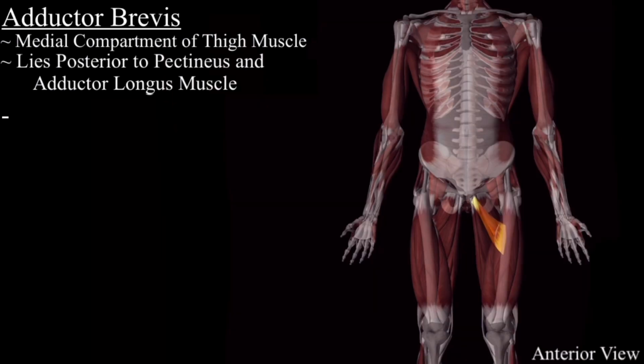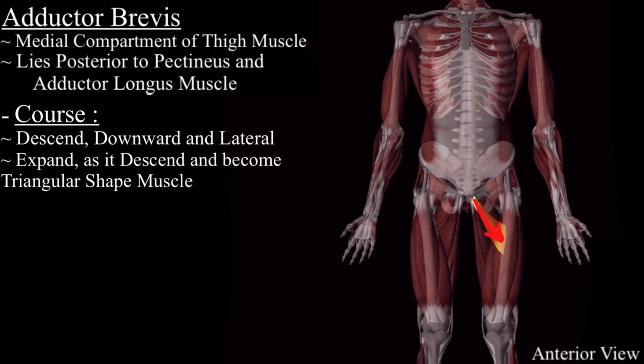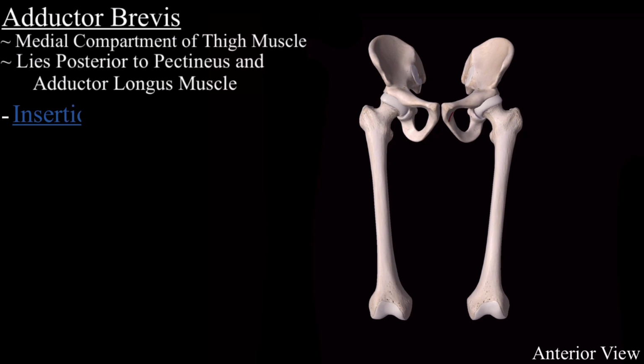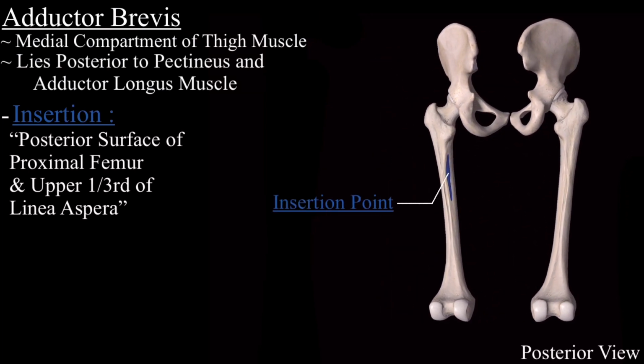After origination, it descends downward and laterally. It also expands as it descends and becomes a triangular shaped muscle. It is inserted on the posterior surface of the proximal femur and the upper 1/3 of the linea aspera.